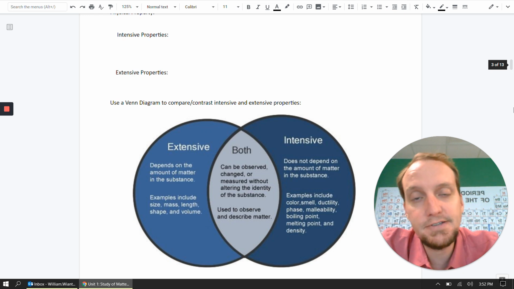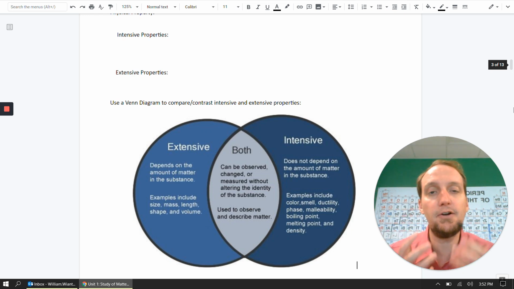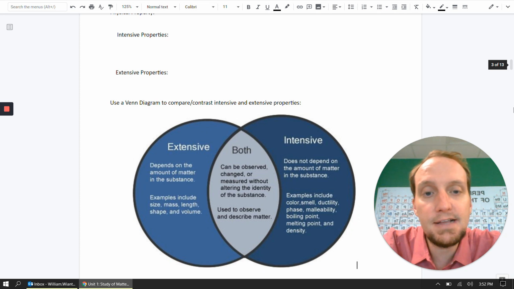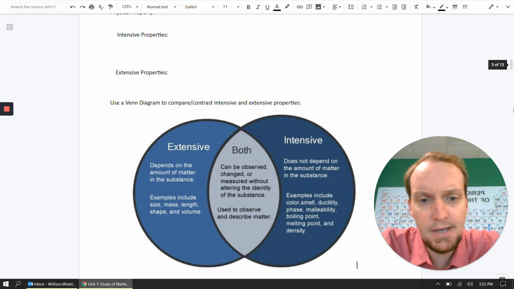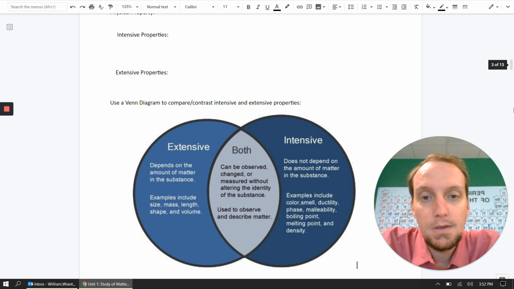On the right side of your screen you have the intensive, again, which does not depend on the amount. It is an inherent quality of that substance. That includes smell, color, density, ductility, phase, malleability, boiling point, and melting point. Those, again, are just inherent to that particular substance.